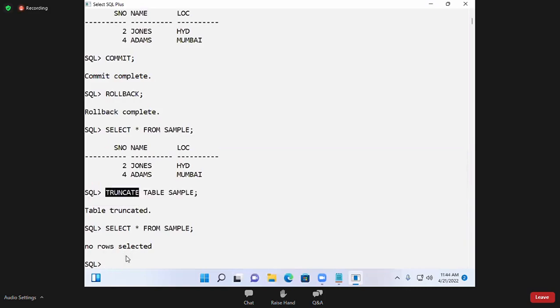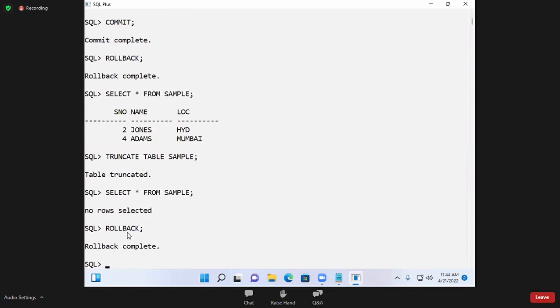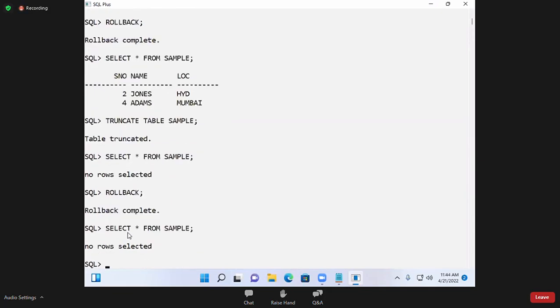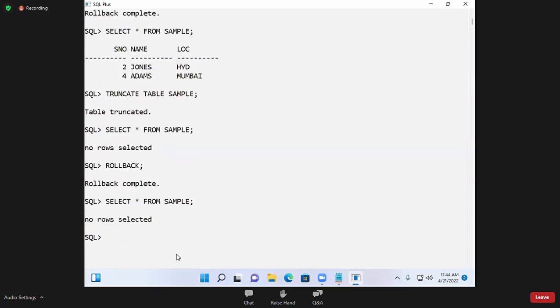But after truncate, if I use rollback, what happens? Now we can see what happened. Did the data come back? No. Why? Because truncate is permanent, that we already know. Yes or no? Okay, fine. Again, my table is empty. There are no rows in my sample table. Now I'm inserting.